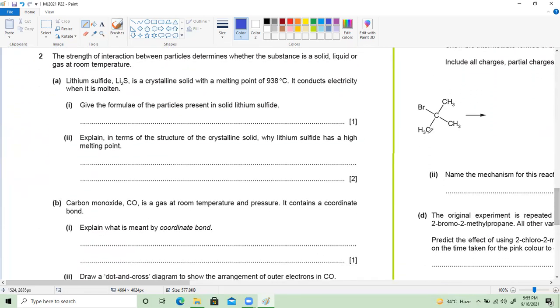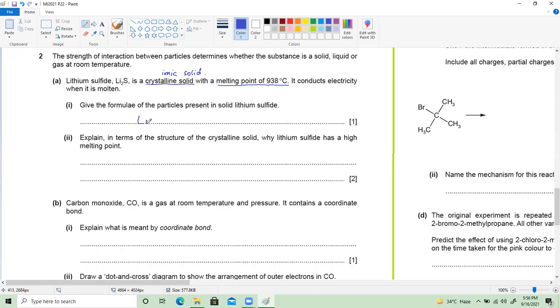Question number 2. The strength of interaction between particles determines whether the substance is a solid, liquid, or a gas at room temperature and pressure. Part A of the question: lithium sulfide is a crystalline solid with a melting point of 938 degrees Celsius. Crystalline solid means an ionic solid. It conducts electricity when it is molten. We know every ionic compound, when it is molten, has freely moving ions, and it can become a good conductor of electricity. Give the formula of the particles present in lithium sulfide.